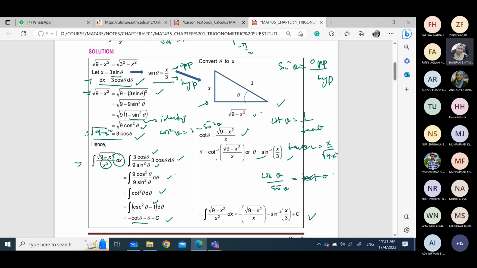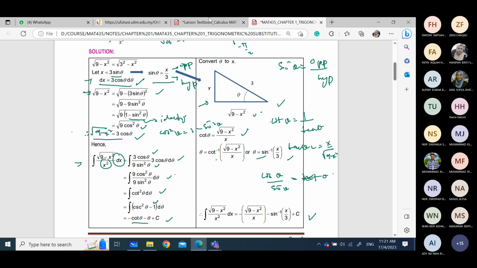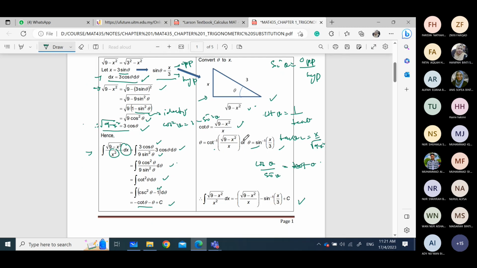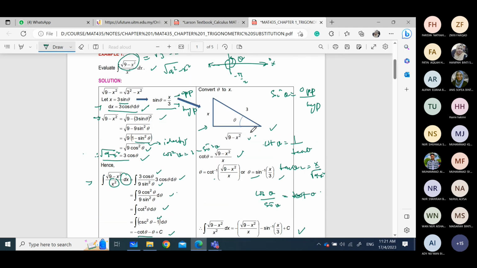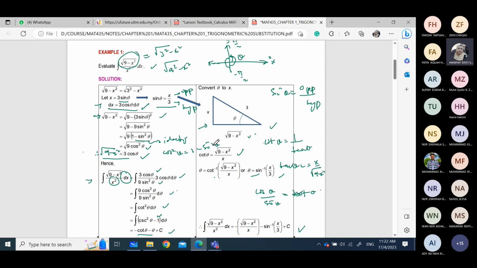Integral square root 9 minus x squared over x squared dx is equivalent with negative square root 9 minus x squared over x minus sine inverse of x over 3 plus C. Okay? Faham? Ada soalan tak? No, madam. Okay, very good.